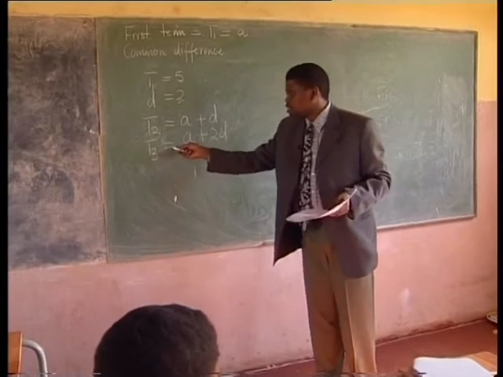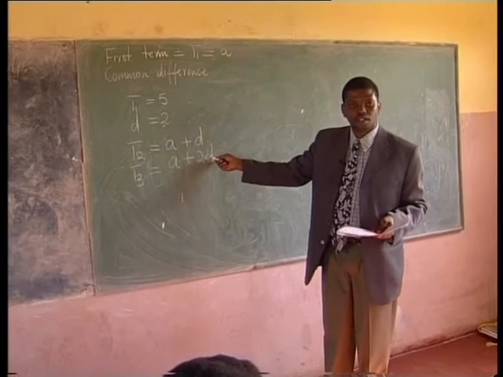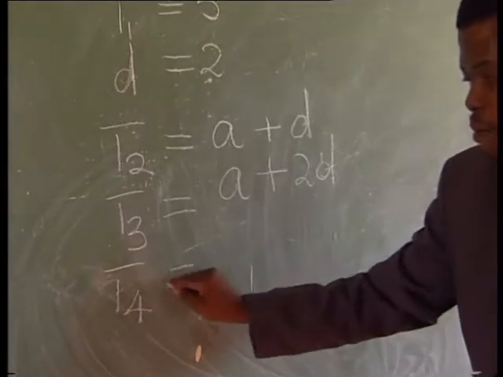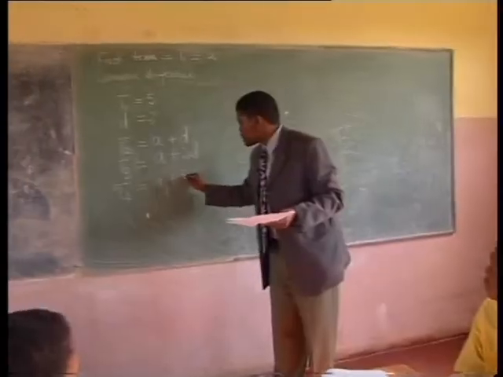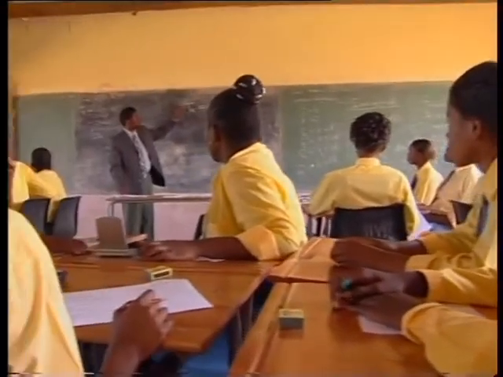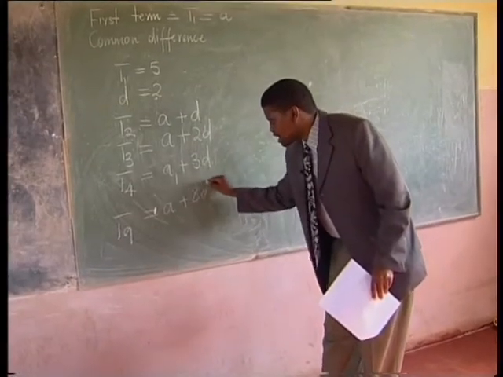How did you get now to the third term, which is 11? A plus 2 times the common difference. The third term is the sum of the first term and 2 times the common difference. What about the fourth term? The fourth term will be equal to A plus 3 times the common difference, A plus 3d. Now that the learners have established the pattern, the teacher gets them to predict something that is not on the table. What about the ninth term? The ninth term is equal to the first term plus 8 times the common difference.